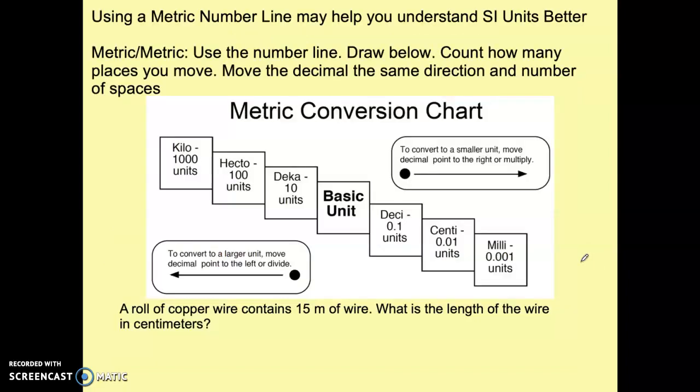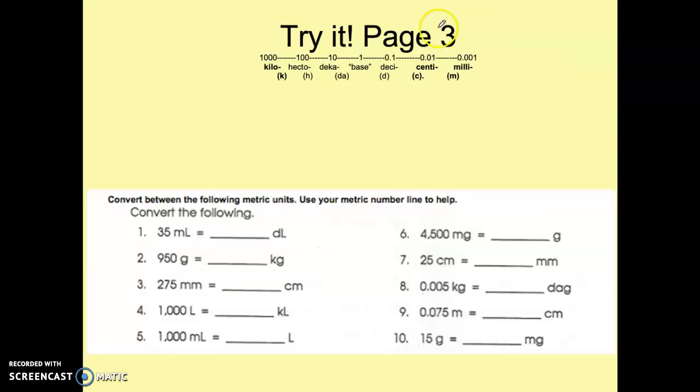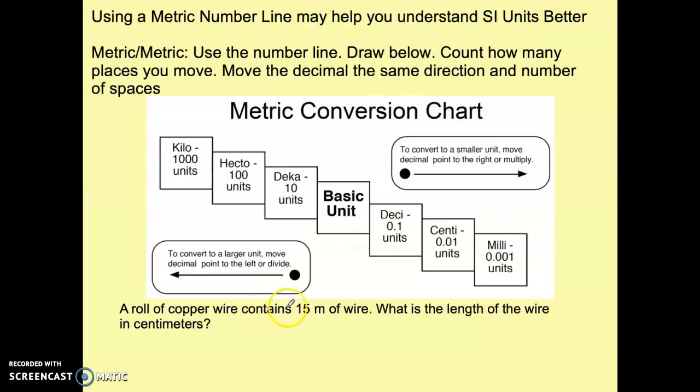So now the easiest way to do this is just get a nice metric conversion chart using a number line. Draw it in below. I would prefer you use this one. Never mind, that one's in your notes. So that just means that all I do, if I have a roll of copper wire that's 15 meters long, what is the length of the wire in centimeters? So my thought is, how do I go from 15 meters to centimeters? Okay, that's the question that I'm asking myself.